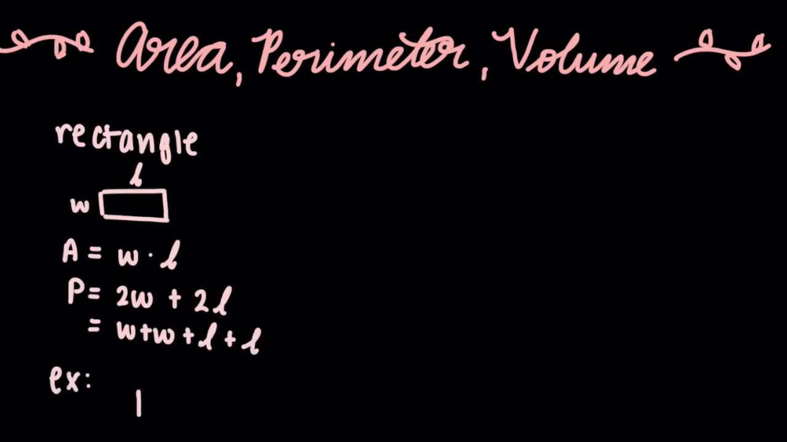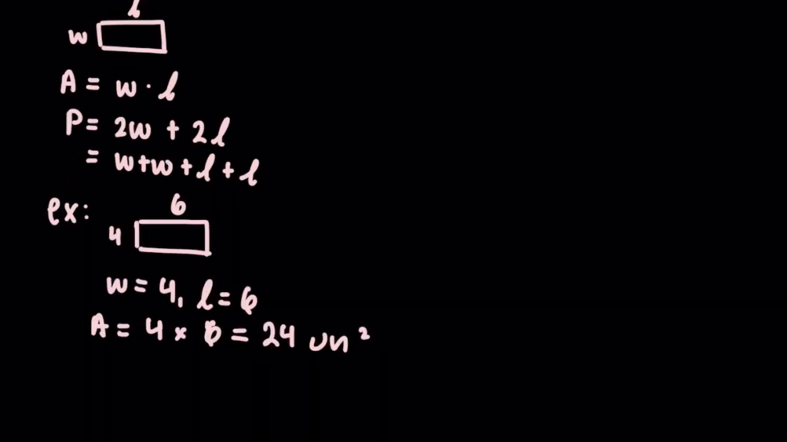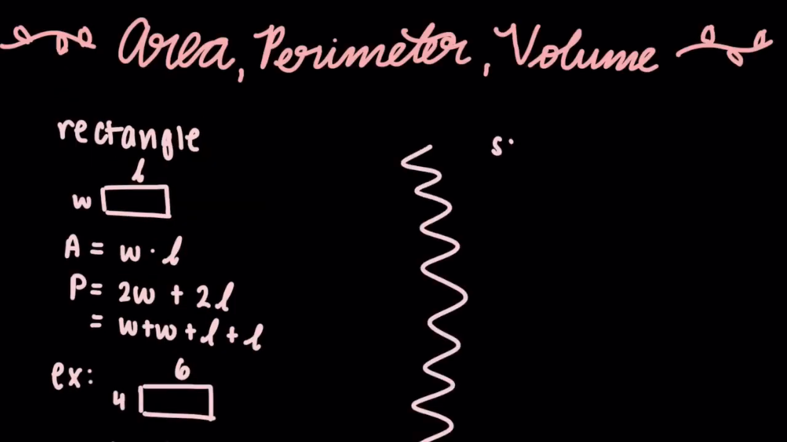An example is if you have the width as 4 and the length as 6, then the area is 4 times 6, which is 24 units squared, and your perimeter is 2 times 4 plus 2 times 6, which is 20 units. The next shape we will talk about is a square.